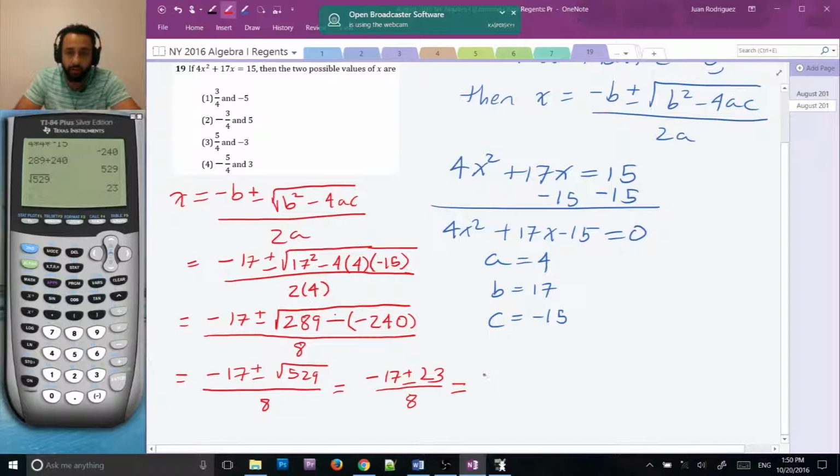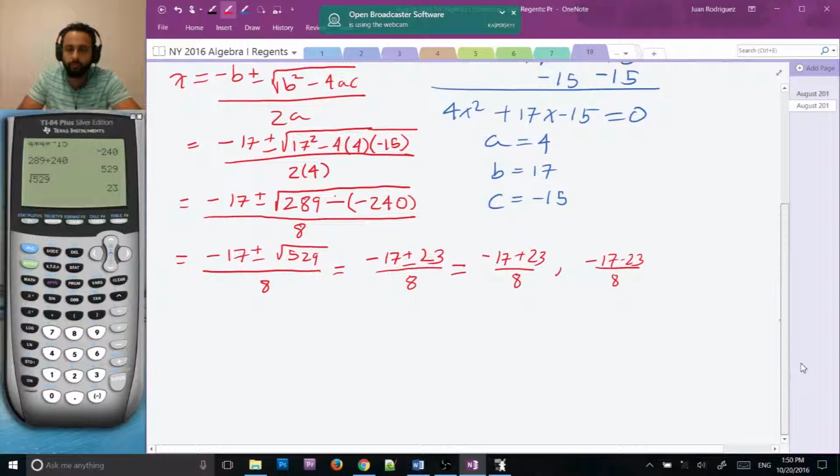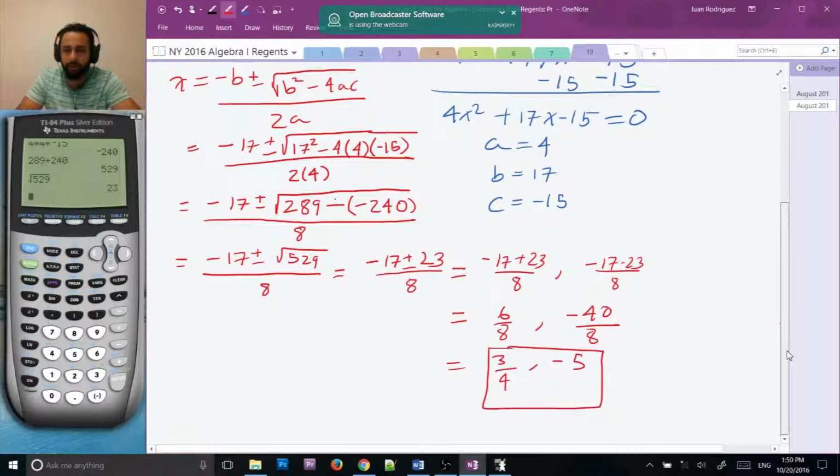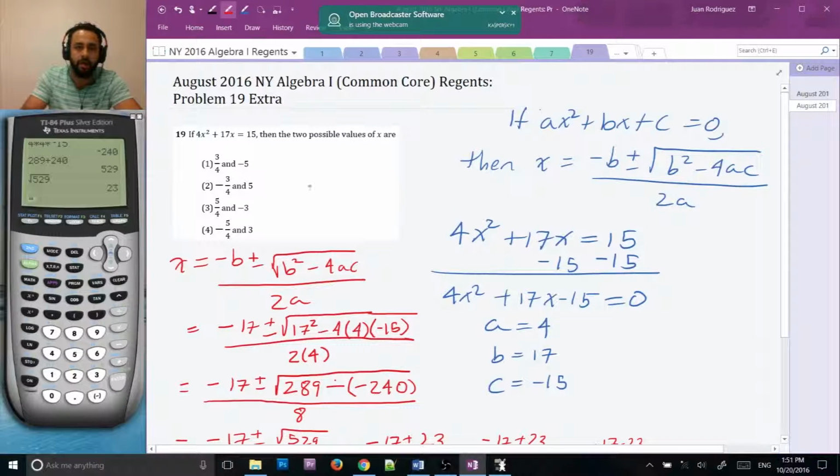So the answers are negative 17 plus 23 over 8 and negative 17 minus 23 over 8, which we just have to calculate. Negative 17 plus 23 is 6 over 8, and negative 17 minus 23 is negative 40 over 8. And 6 over 8 is 3 over 4. And then negative 40 over 8, that's just a straight division, negative 5. And so these are your answers. That better appear as one of the choices, 3/4 and negative 5. And look at that, it's choice 1. So that is our answer.